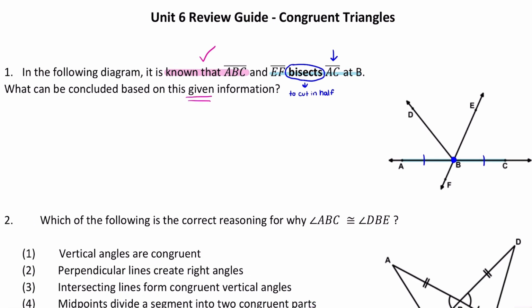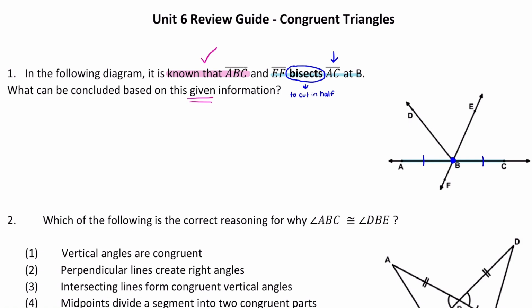Now it wants to know what can be concluded based on this given, and the markings say it all. I now know that AB is congruent to BC. So let's go ahead and write that. AB is congruent to BC. Now, this doesn't ask us to explain, it just asks us to conclude. So right now, this is your answer.